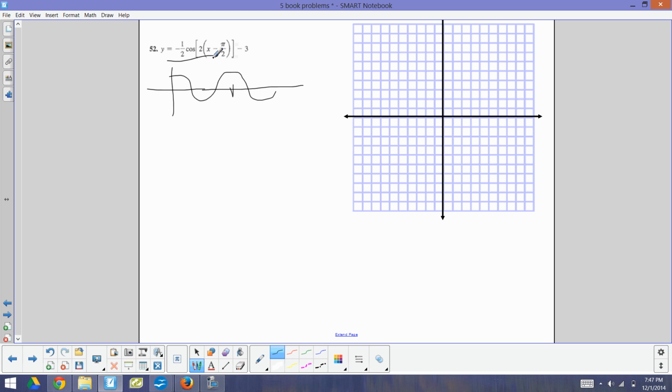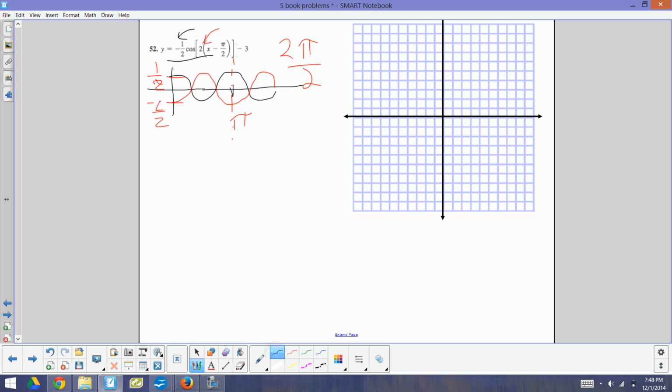-1/2 cosine of 2x. The negative rotates it around the x-axis, so now it's going to be something like this. The 1/2 changes that amplitude. So instead of 1, it's going to go up to 1/2 and down to -1/2. And my period, this was a period right here, period is 2 pi over b. B is 2. So it's pi.